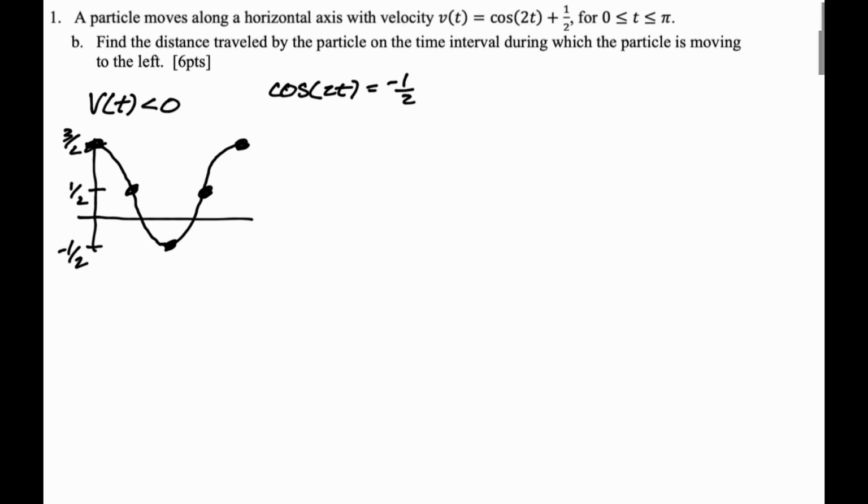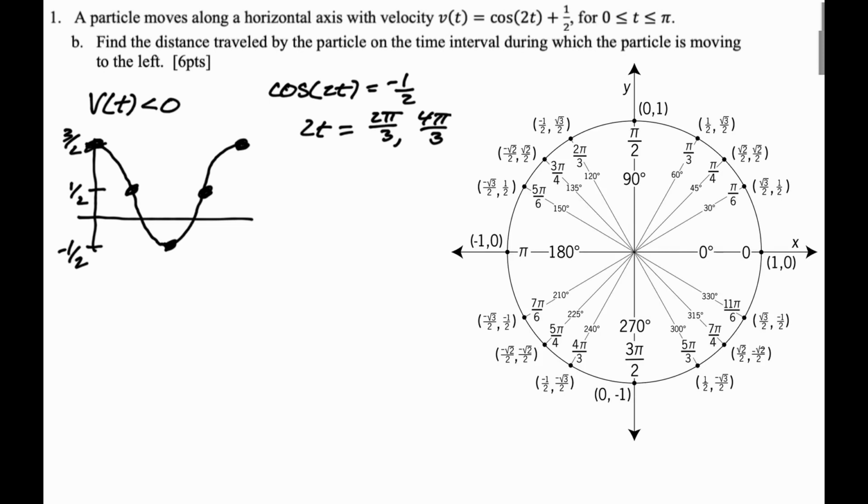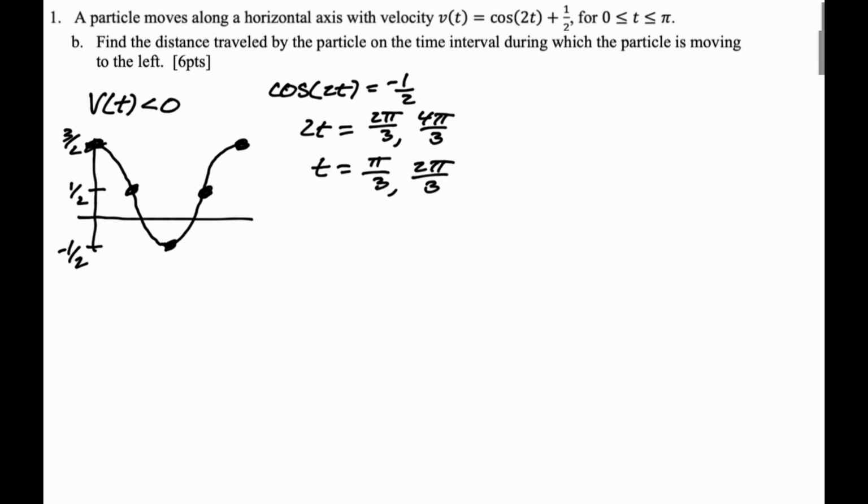So I need cosine of 2t to be negative 1/2, which means that 2t is either 2 pi over 3 or 4 pi over 3. Memorize the unit circle, and you will know those values, which means that t itself is pi over 3 or 2 pi over 3. Now the issue is we're looking for distance traveled, not displacement.